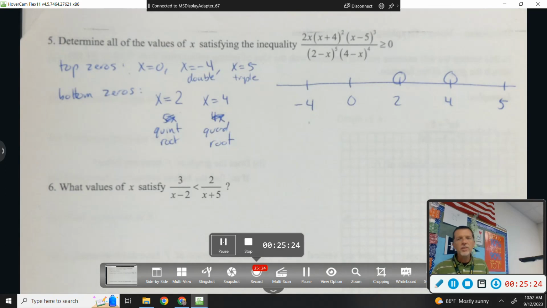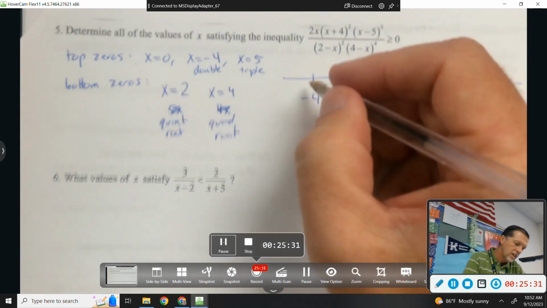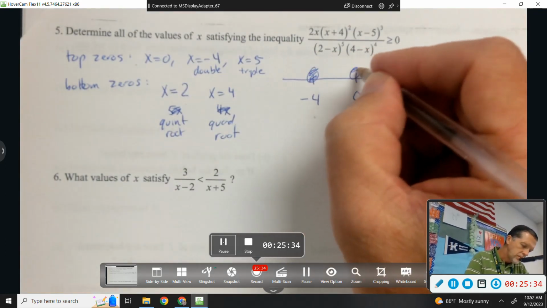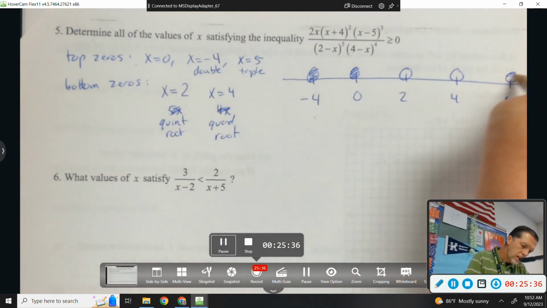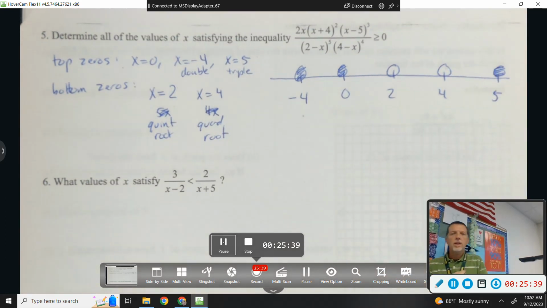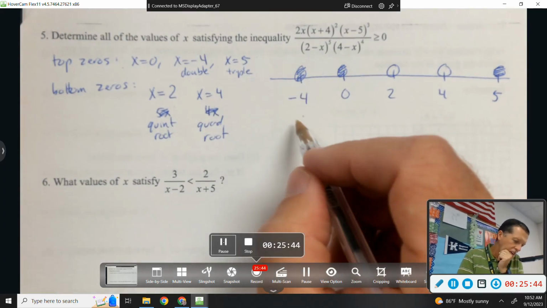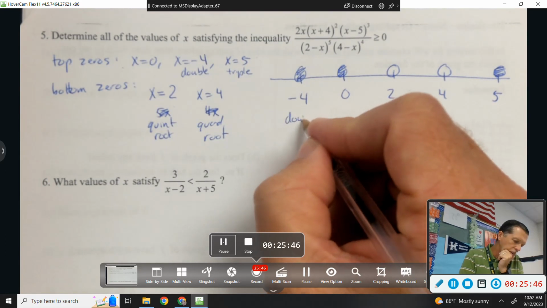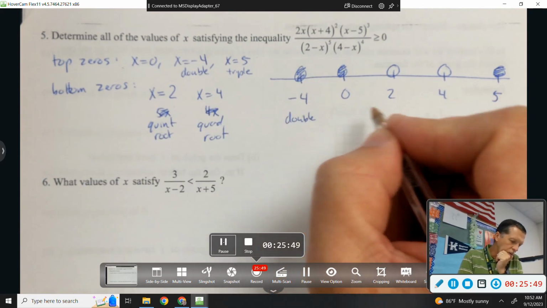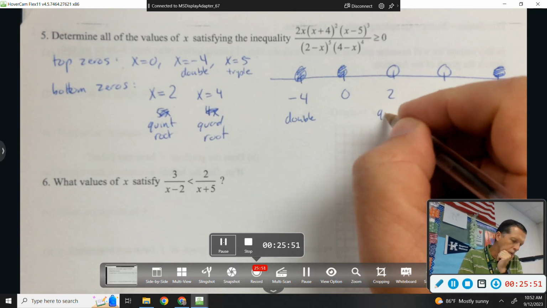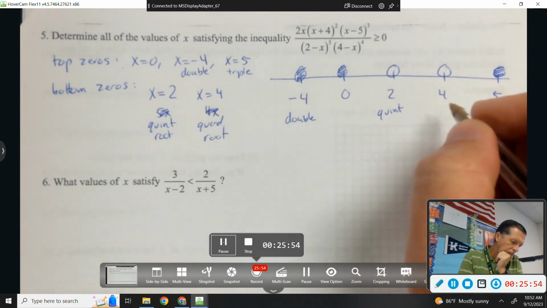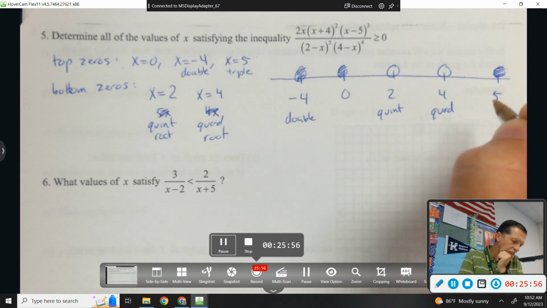What about the top zeros? Include or exclude? Include because of the equal sign. And then I think I'm going to make a note before I go any further that negative 4 is a double root, 0 is a single root, 2 is a quintuple root, 4 is a quadruple root, and 5 is a triple root. This is crazy.